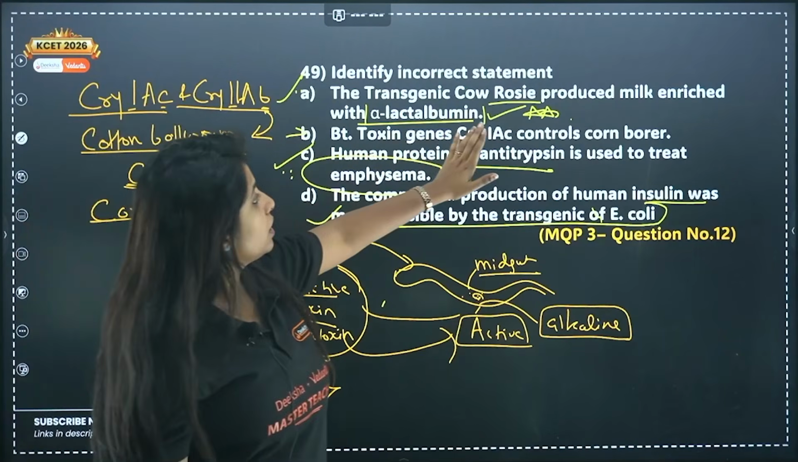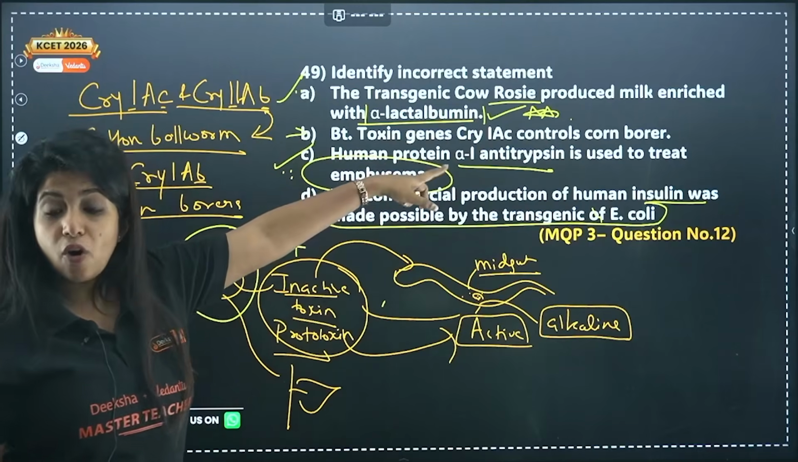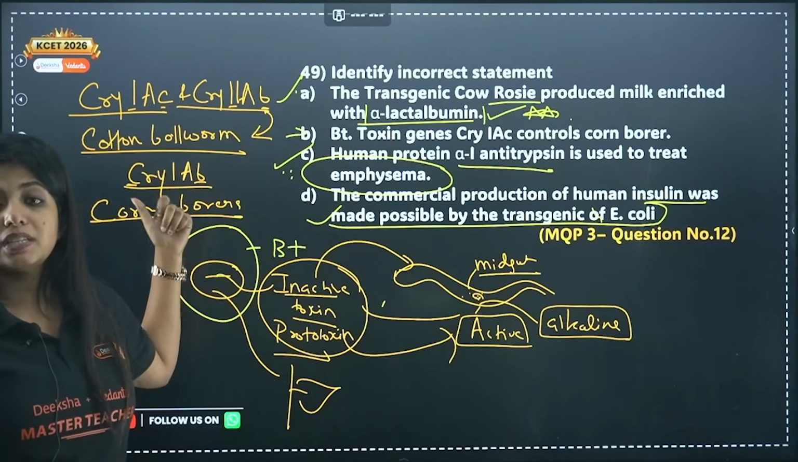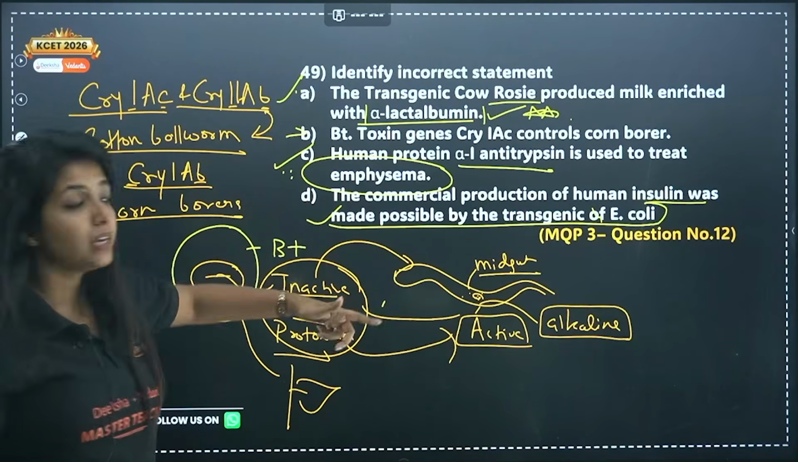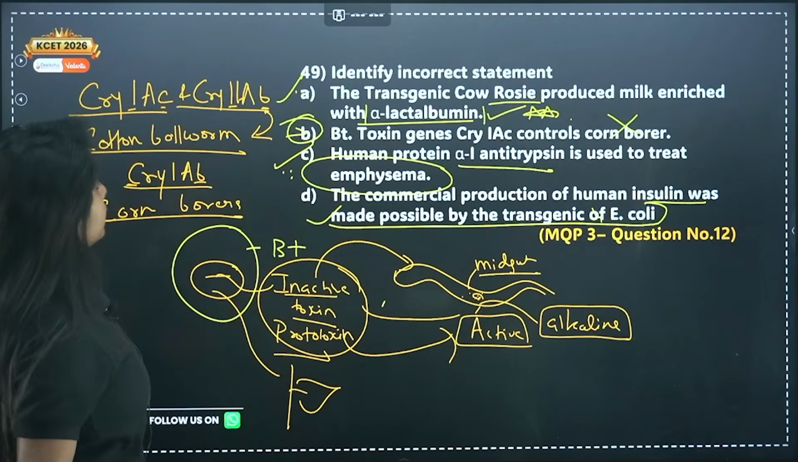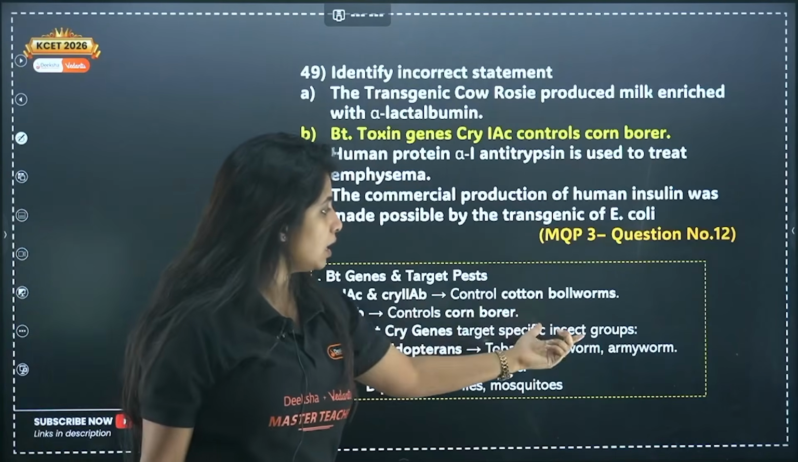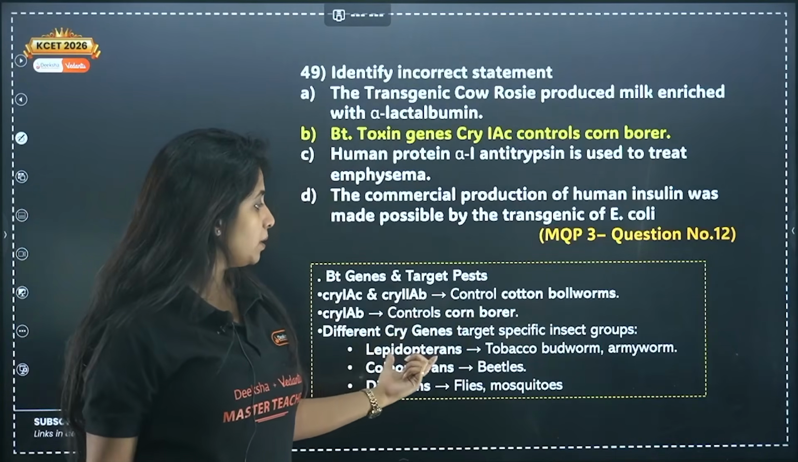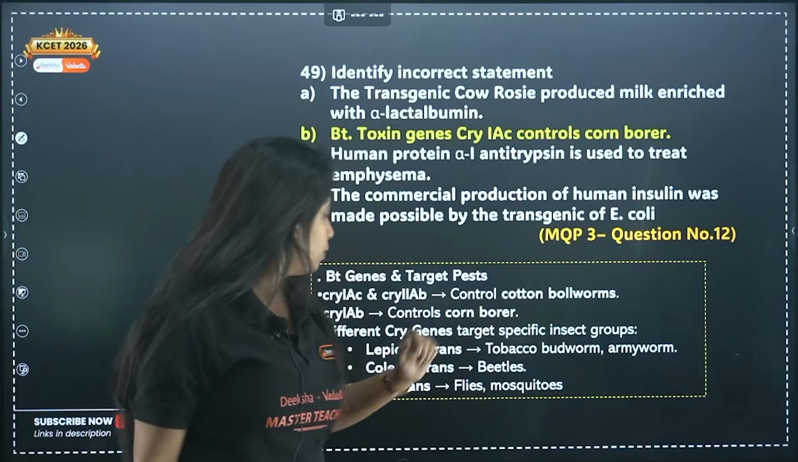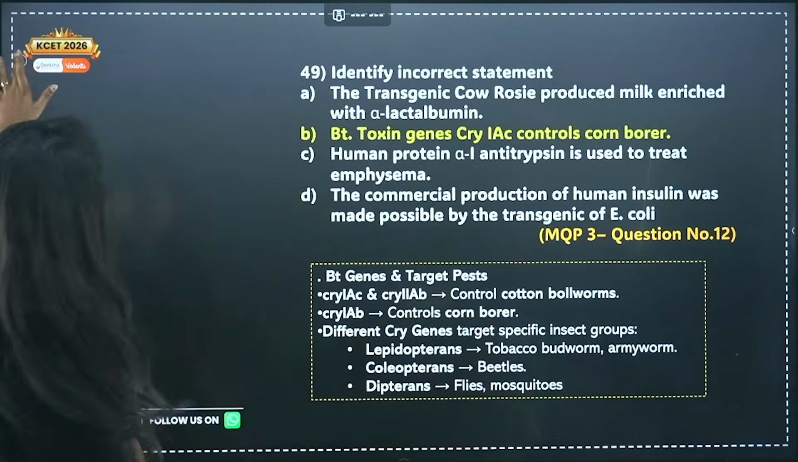So, Bt toxin gene cry1AC controls corn borers. Is it wrong or right? It is wrong, because it is cry1AB that controls the corn borer. So this is the incorrect statement. The rest of them are all correct. Here it is written, different cry genes are targeting specific groups: lepidopterans such as tobacco budworm and armyworm, coleopterans such as beetles, dipterans such as flies and mosquitoes.